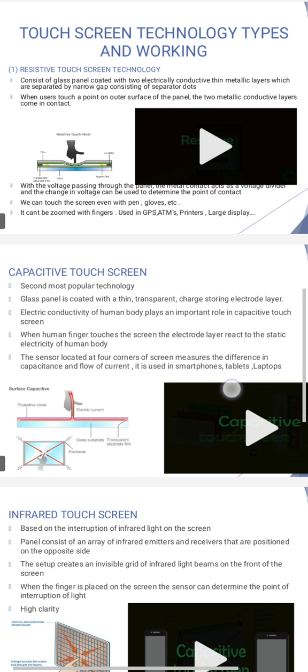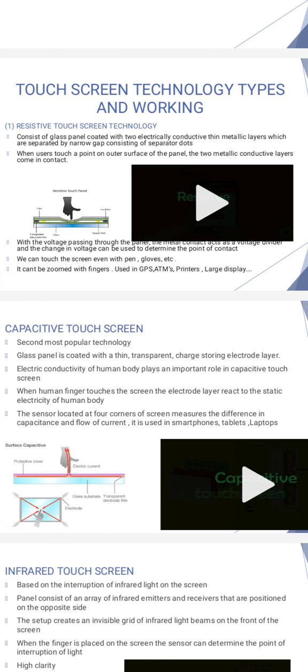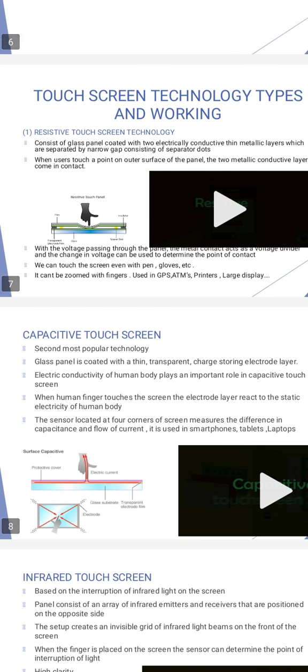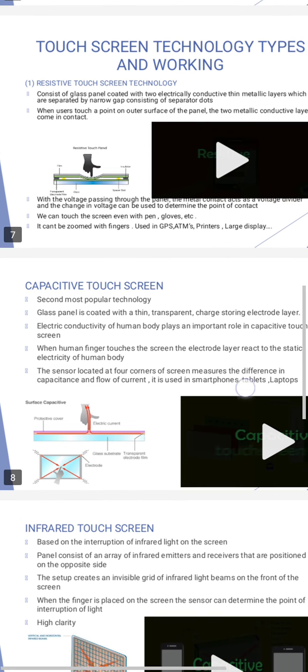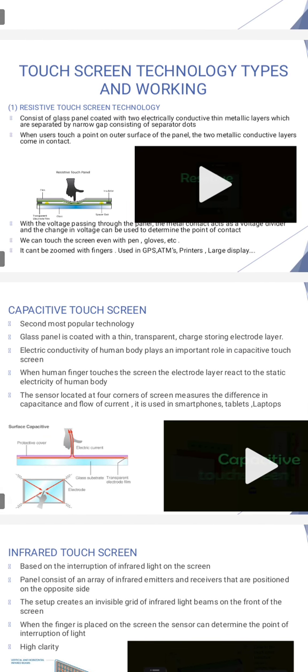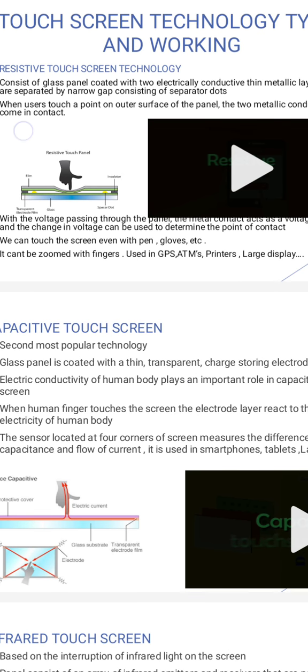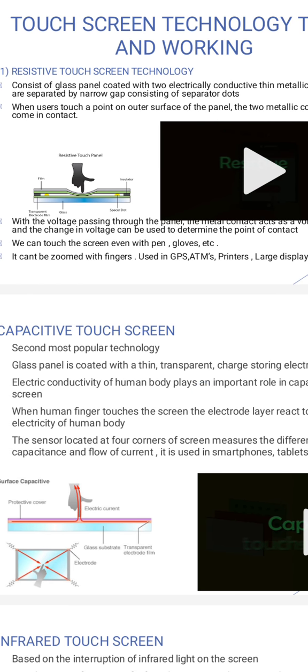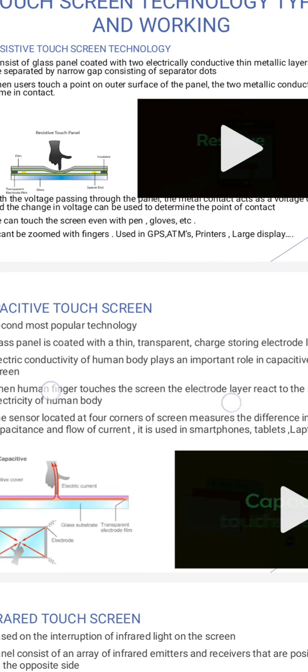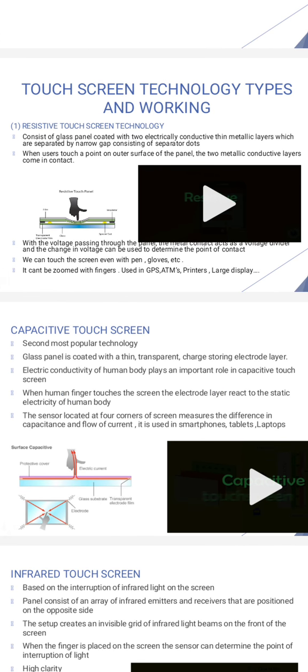So we have two types of working. Touchscreen technology has two main types: resistive touchscreen technology and capacitive touchscreen technology. A resistive touchscreen consists of a glass panel coated with two electrically conductive thin metallic layers which are separated by a narrow gap consisting of separator dots. In this figure we can see the inner and outer surfaces, and the two metallic conductive layers in between.